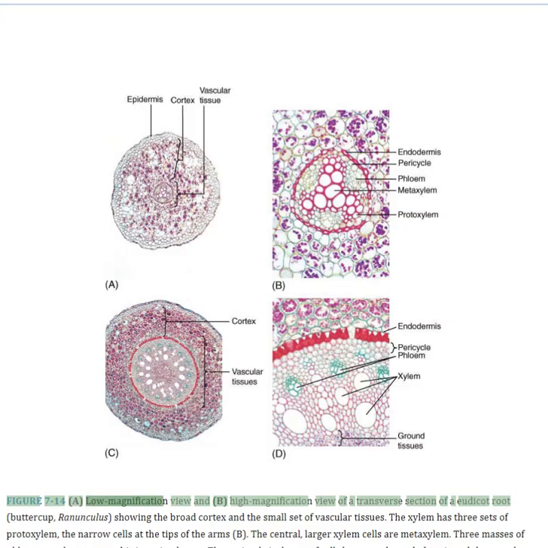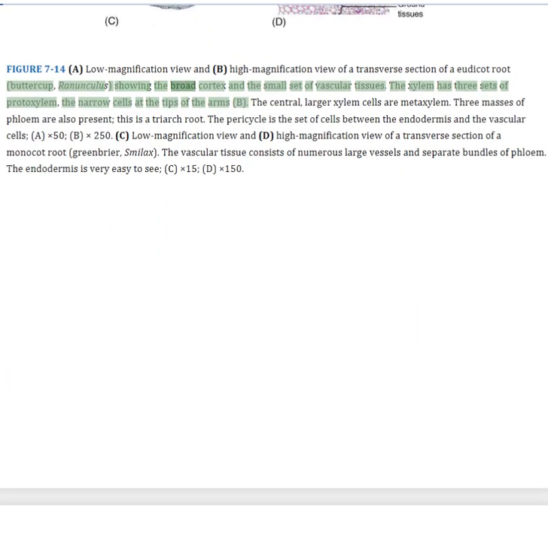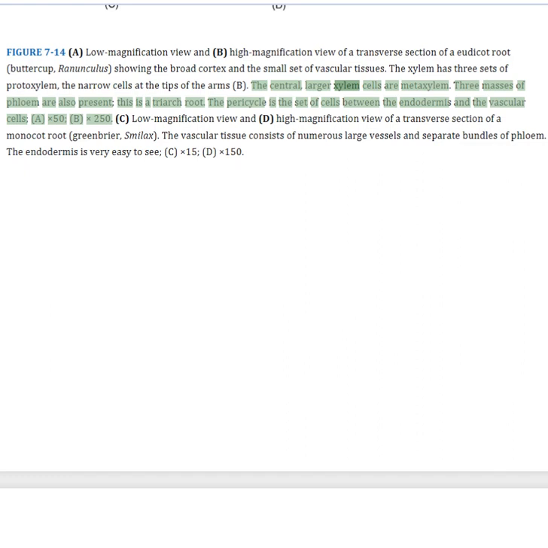Figure 7.14. Low magnification view and high magnification view of a transverse section of a eudicot root, showing the broad cortex and the small set of vascular tissues. The xylem has 3 sets of protoxylem, the narrow cells at the tips of the arms. The central, larger xylem cells are metaxylem. 3 masses of phloem are also present. This is a triarch root. The pericycle is the set of cells between the endodermis and the vascular cells, 50, 250.